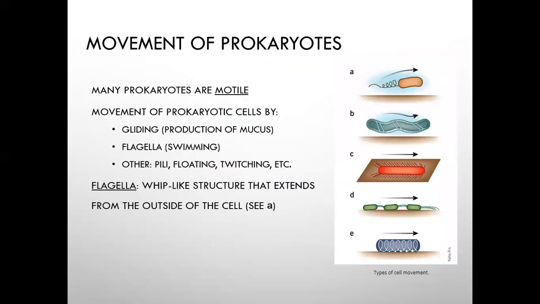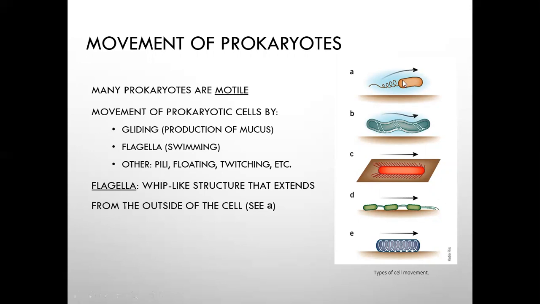When we think about the movement of prokaryotes, they are motile, which means they can basically move around the environment. Some can glide, so they're aided by the production of mucus. Some can swim with a flagella that can flap around and propel them forward. And there are a lot of others that can do some floating and twitching, other characteristics of movement. But most of the time, they're moving by a flagella, which is a whip-like structure that extends from the outside of a cell.